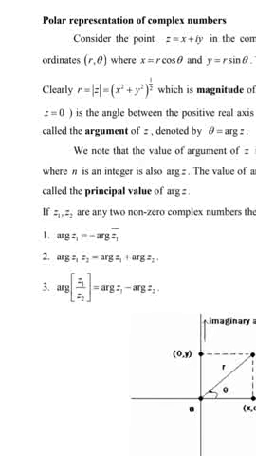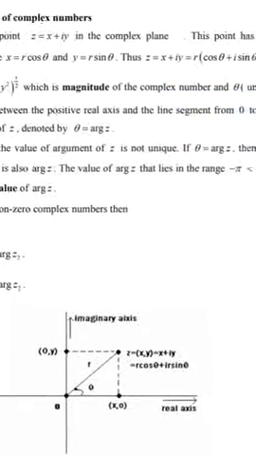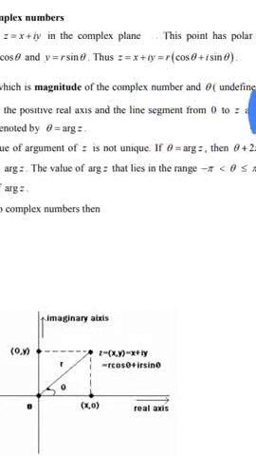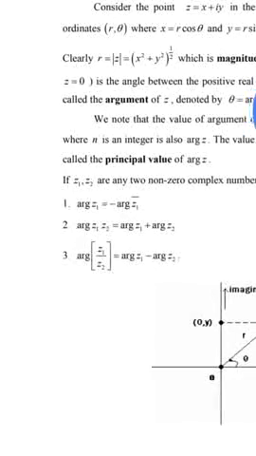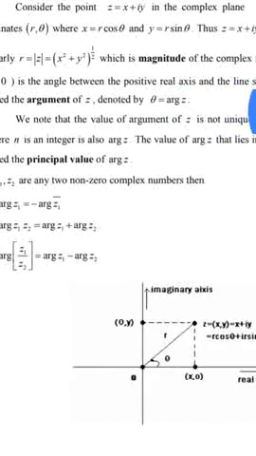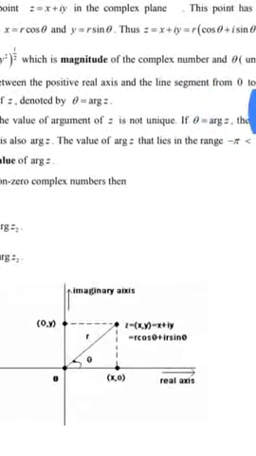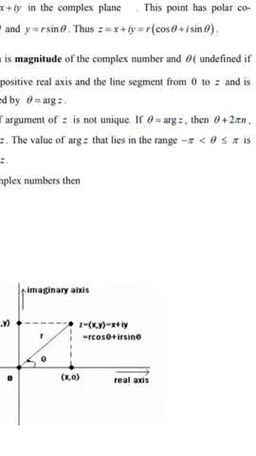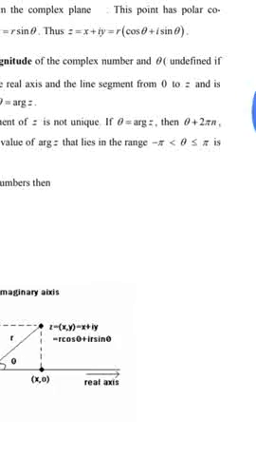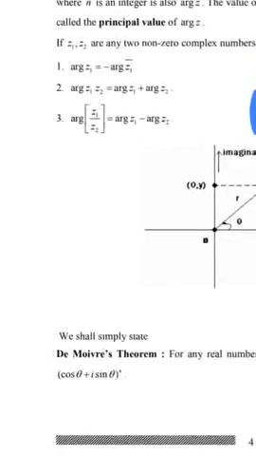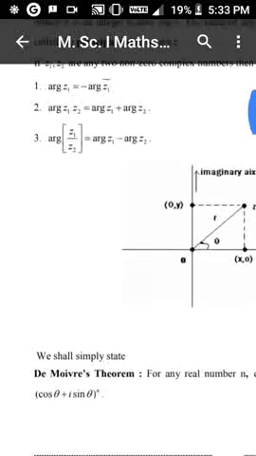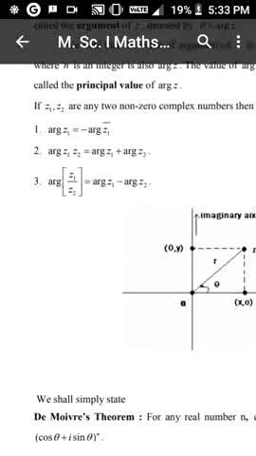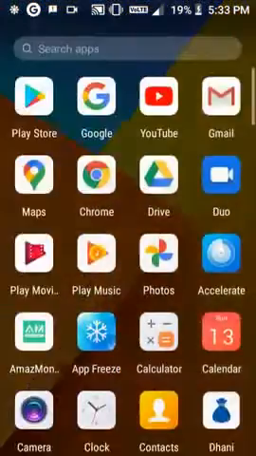We note that the value of argument of z is not unique. If theta is equal to argument of z, then theta plus 2 pi n, where n is an integer, is also an argument of z. The value of argument of z that lies in the range minus pi to plus pi is called the principal value of argument of z.